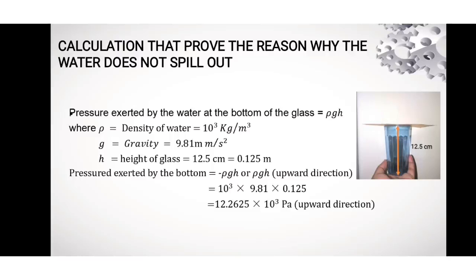Next, calculate the pressure exerted by the bottom, which is equal to negative rho GH, or rho GH in upward direction. To calculate, you substitute the value into the formula, which is 1000 times 9.81 times 0.125. Then calculate, and we will get 12.2625 times 10 to the power of 3 Pascal in outward direction.